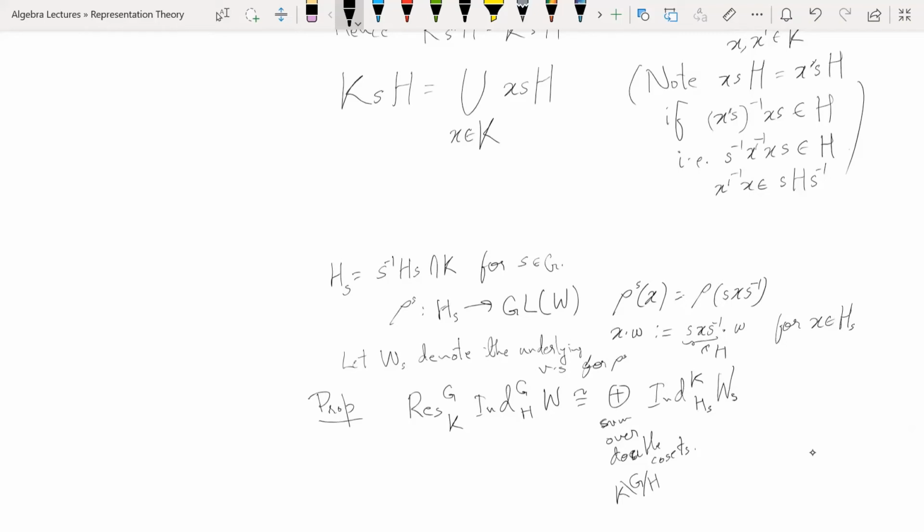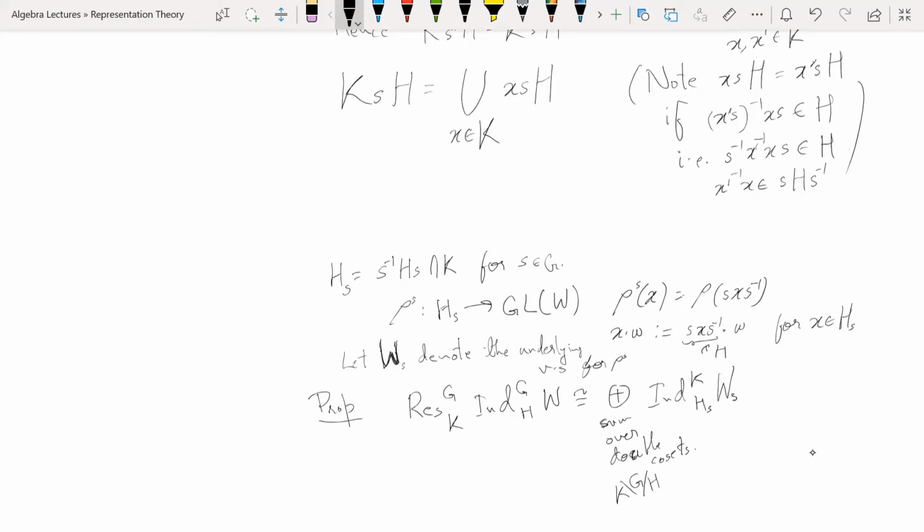Of course, if I use W as the underlying vector space, it will be confusing, because sometimes we don't write down the map to say the representation. So this representation will be denoted by W_S. The underlying vector space is a copy of W, if you like, but it has an H_S action instead of an H action, and H_S is the conjugate of H intersected with K.